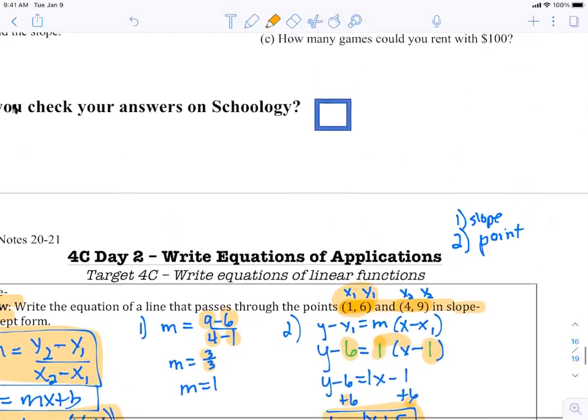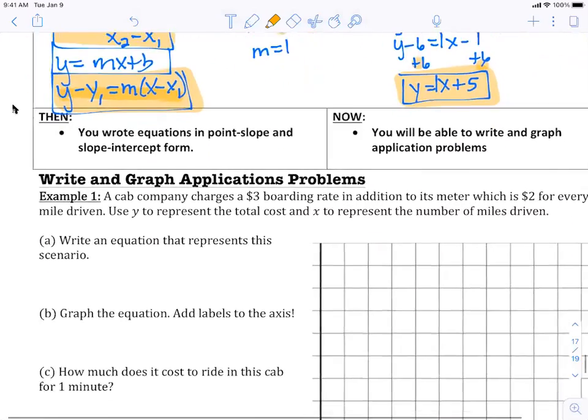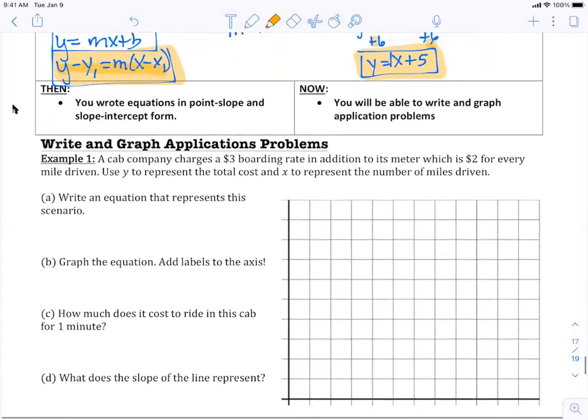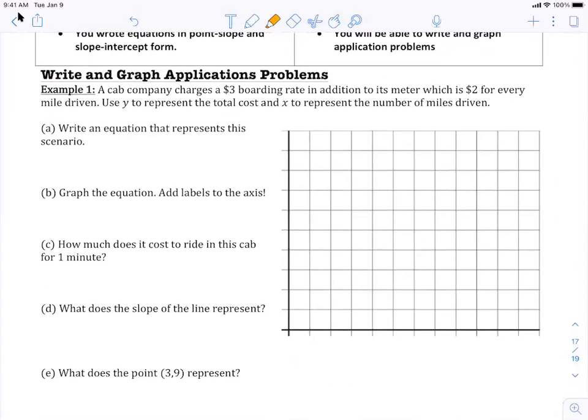Okay? And that process honestly doesn't change all that much. Except for today, because when we write equations from word problems, here's the goal. The goal is I'm going to basically give you a description of a scenario, and we're going to write the equation of that line. So the first example that we're going to talk about, let's read it.